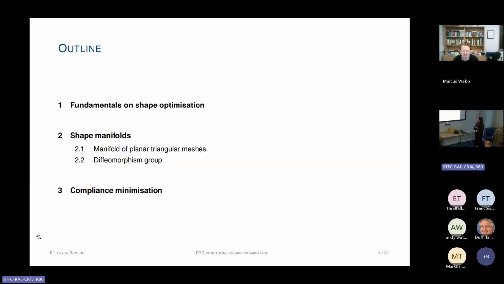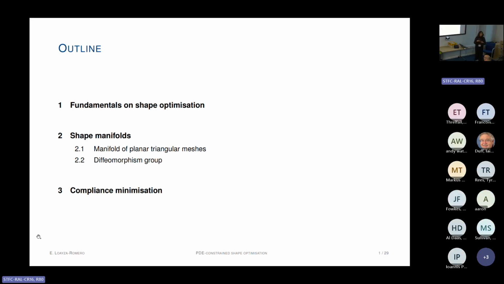And at the end, I will present some numerical results on a benchmark problem in this context, which is compliance minimization. Everything is done in 2 dimensions, but at the end of the day, this is an example of how to build an optimal shape in 2 dimensions for the moment.